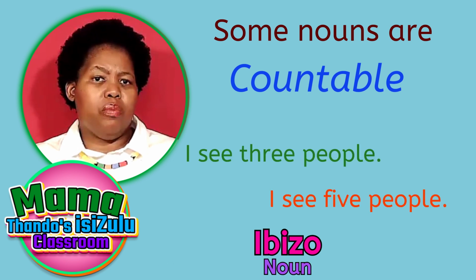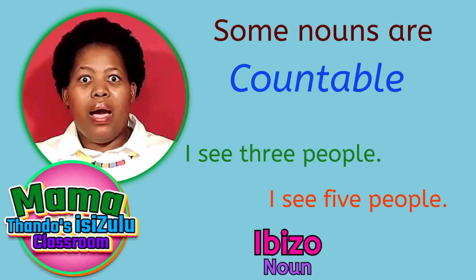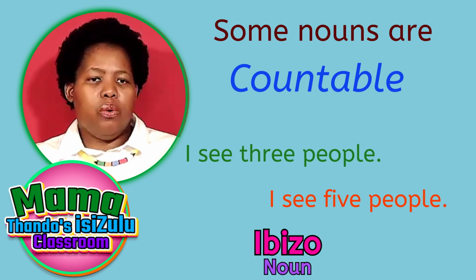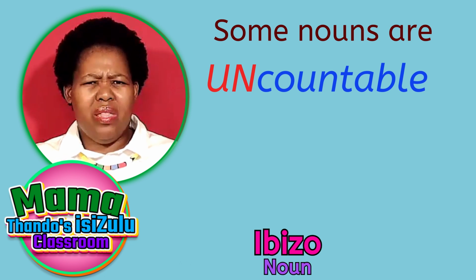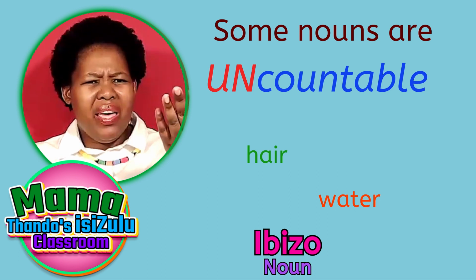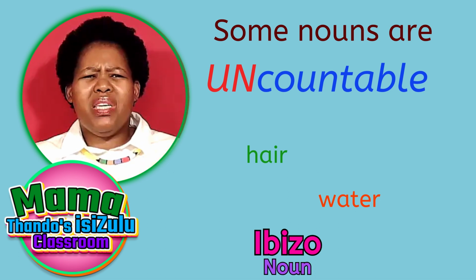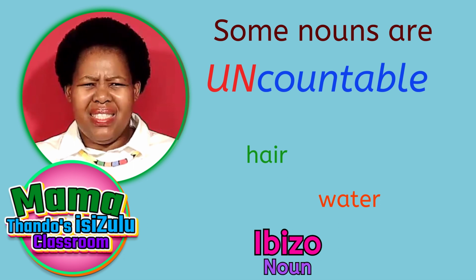We can count some nouns and tell how many they are. For example, people. We can say, I see 3 people. I see 5 people, and so on. Some nouns, though, we can't count them. Look at my hair, and look at your hair. Where would you begin to count all of it? And when will you get done?